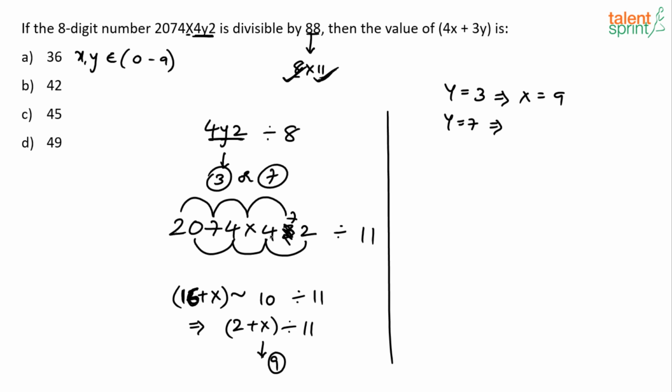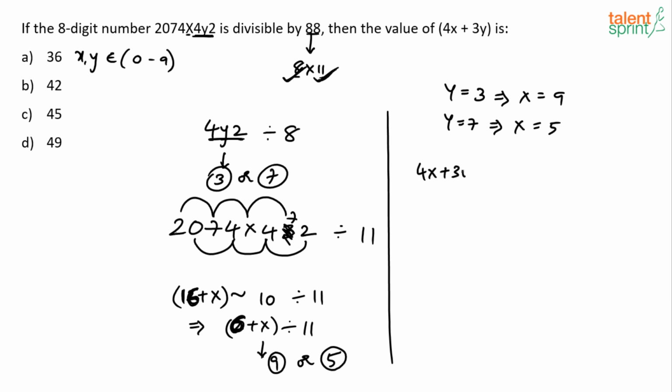The other sum will anyway remain 10, right? 0 plus 4 plus 4 plus 2. So 16 plus x minus 10 is 6 plus x. For 6 plus x to be divisible by 11, x should be equal to 5. 6 plus 5 is divisible by 11, right? So if y is equal to 7, x equals 5. Will both of them give the same result or different results is what we need to check.